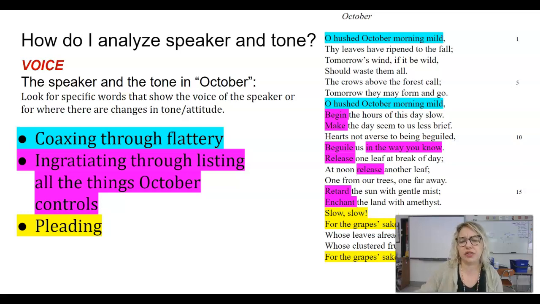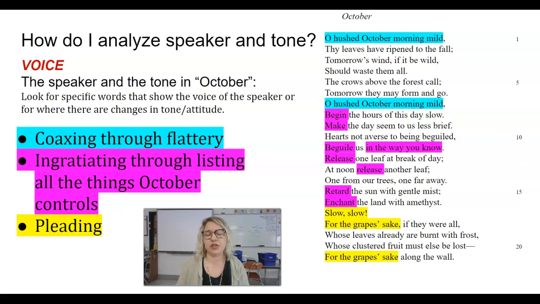Then the tone changes really in line 17 with "slow." We have that exclamation mark, right? There's more of a command here, but now it's more pleading, like "for the great sake," which is reminiscent of "for heaven's sake" or "for God's sake," as if there were some true urgency behind the words, that October needs to slow down, or things will really be ruined. The fruit of the grapes will be no more.